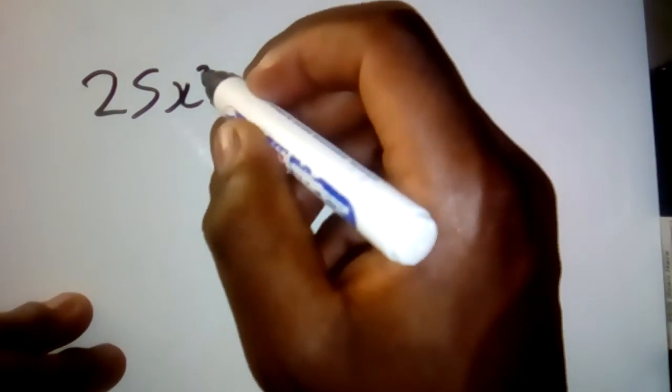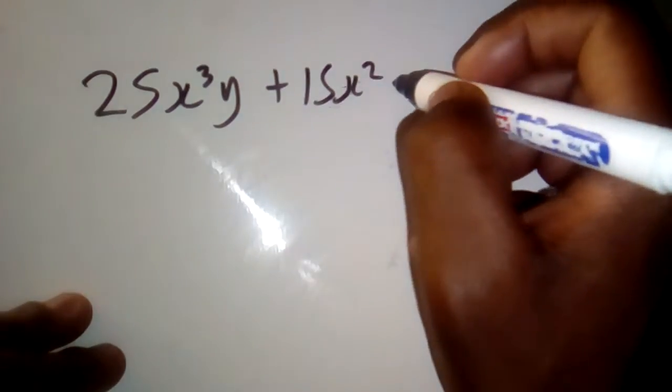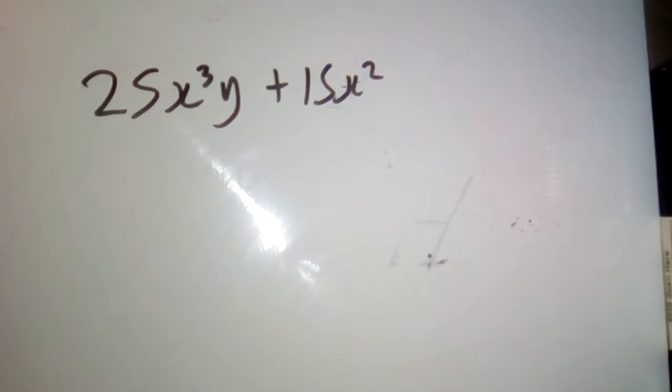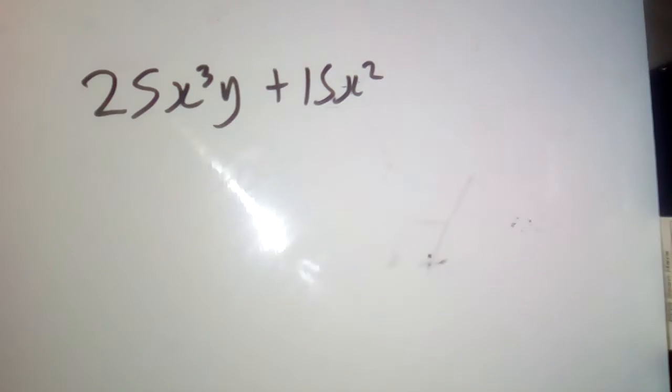So let's say you are given something like this. Let's say 25x cubed y plus, let's say 15x squared. Let's just say x squared. If they ask you to factorize this, you look for the highest common factor of both of them, right? So how many terms do we have here?